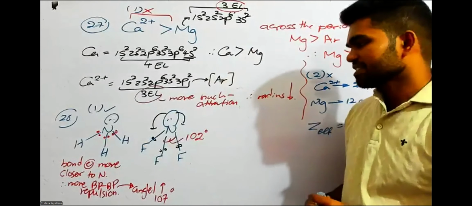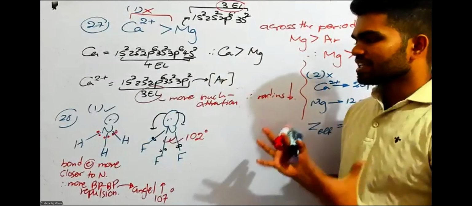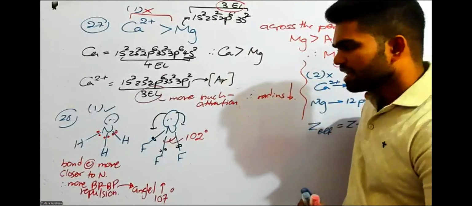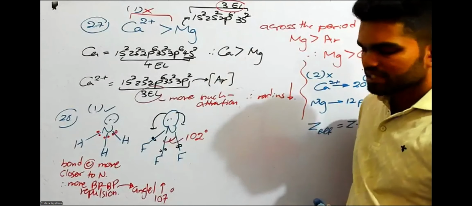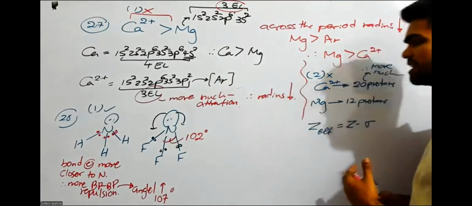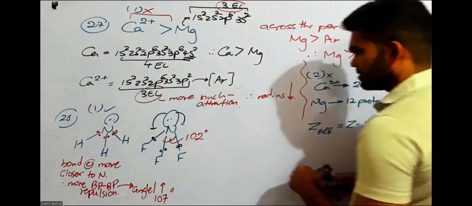So what are the reasons? The main reason for this one is electronegativity. If the electronegativity of the central atom is higher, the bond angle is higher. Okay, that's the theory part.